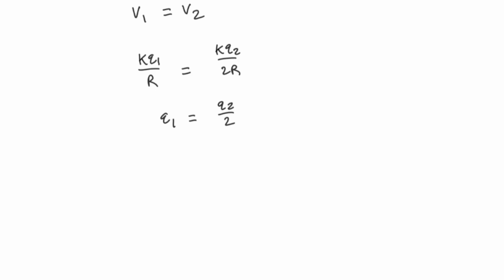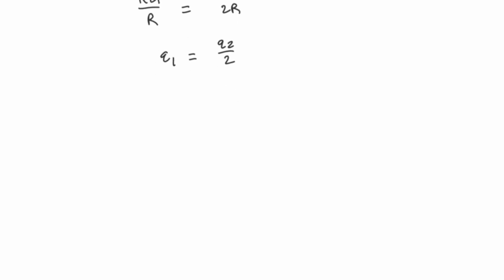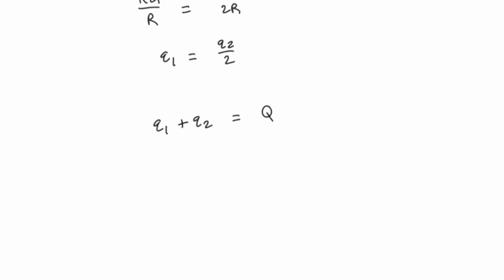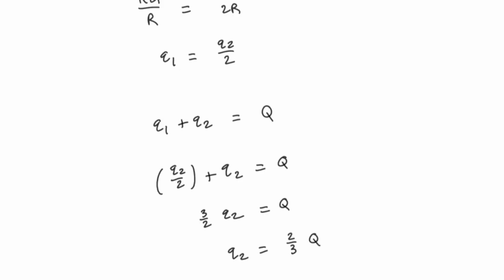And then we can also use the fact that charge is conserved. So we know that Q1 plus Q2 must add to the system charge, because the system had Q to begin with. So these two charges must distribute to make that happen. So then we can just substitute. So Q2 would be 2/3 of the system charge.